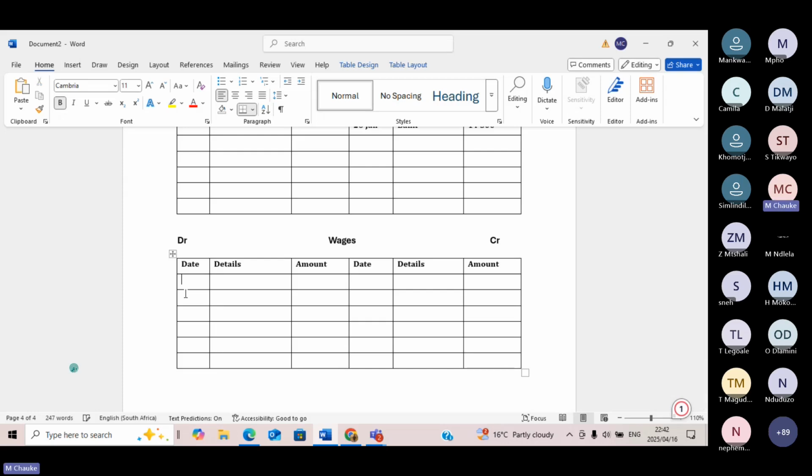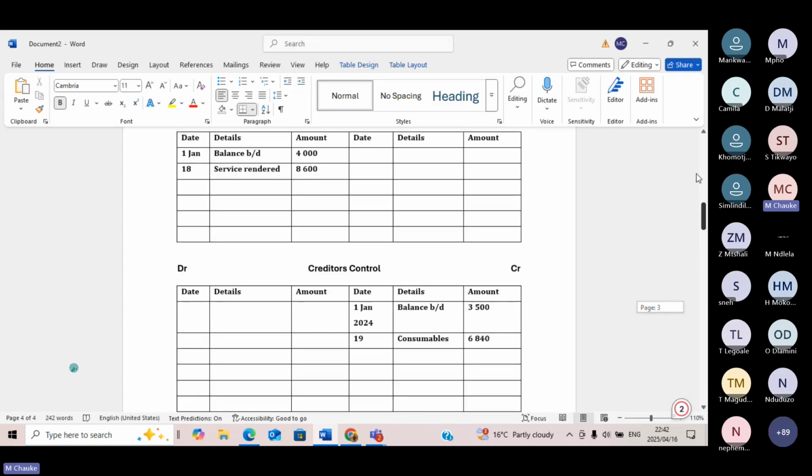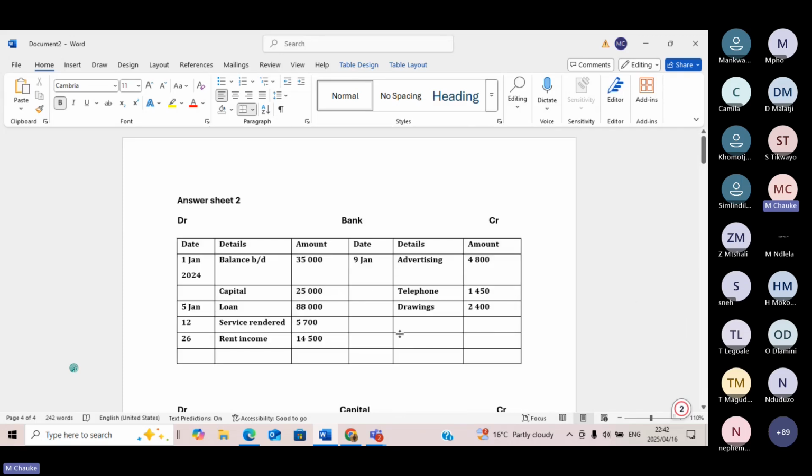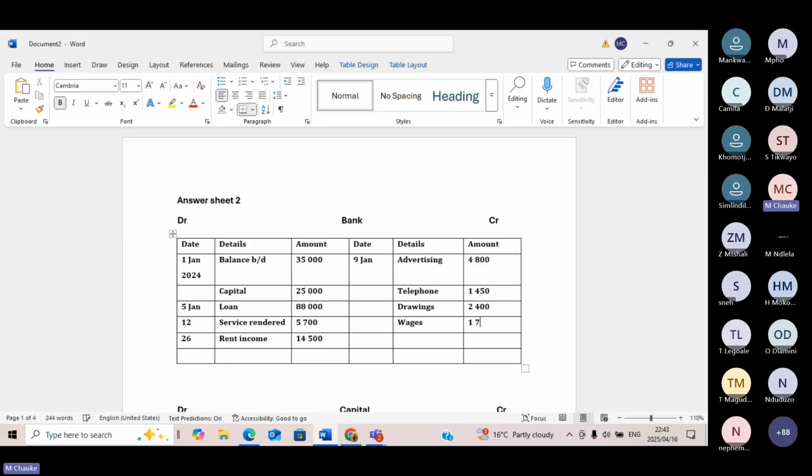And then wages, remember we paid, right? So we are going to start from the bank. It decreases your bank, right? So you go to the bank account. When the bank decreases, we must always credit, remember. So why is the bank decreasing? We paid wages, right? How much did we pay? Let's just double check in the question right there. We paid 1,700 wages. So we go to our account, 1,700.